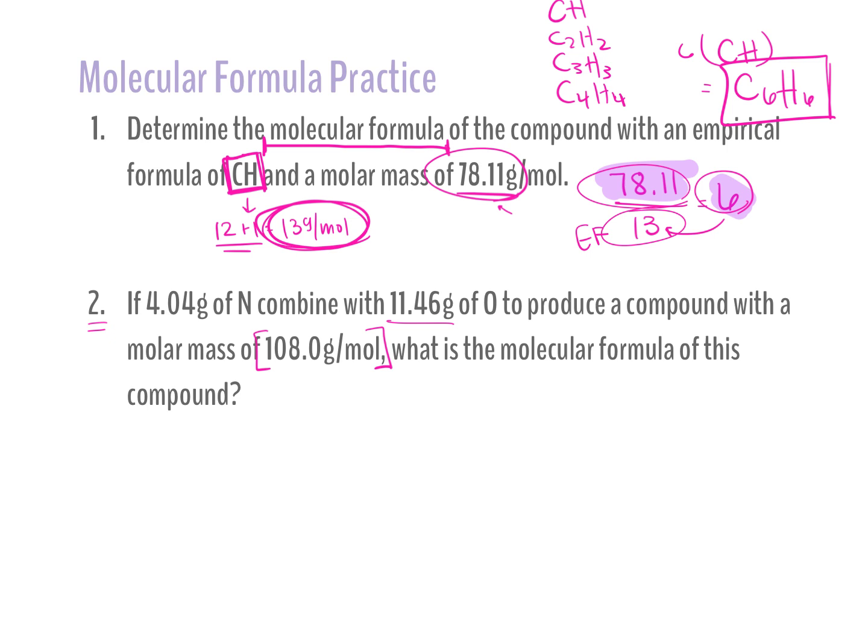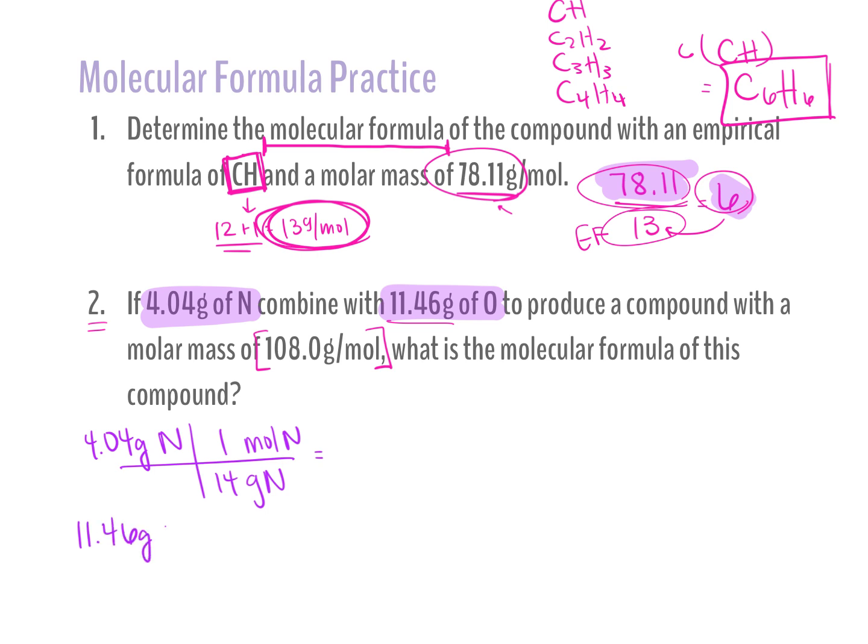Lucky for us, this one started us in grams, so we're able to just start right there. We don't have to do anything with percent composition. So let's take 4.04 grams of nitrogen. We want to take it to moles. And we're going to do the same with oxygen.